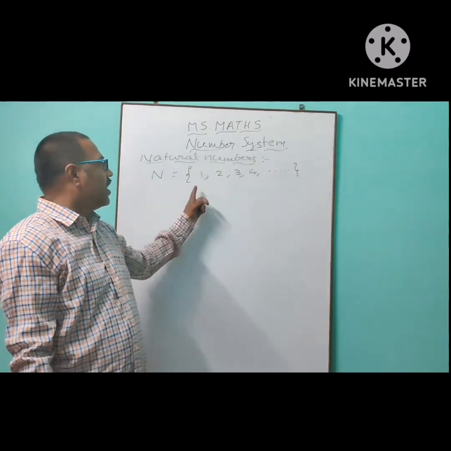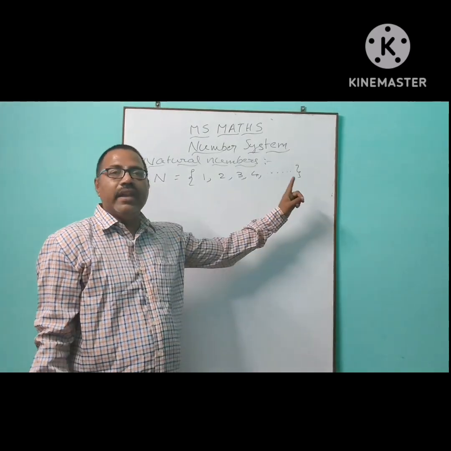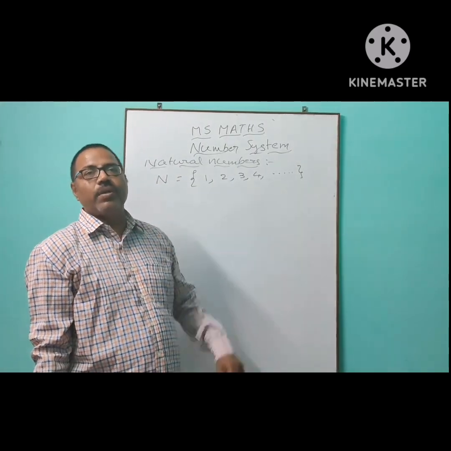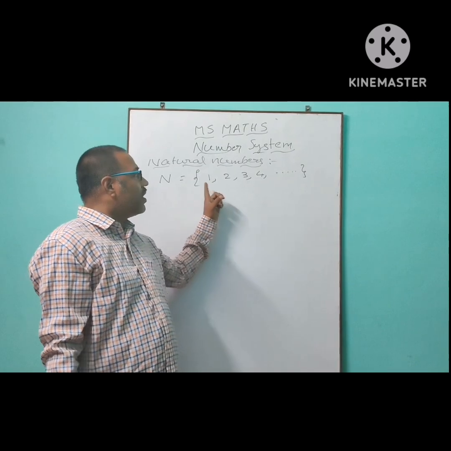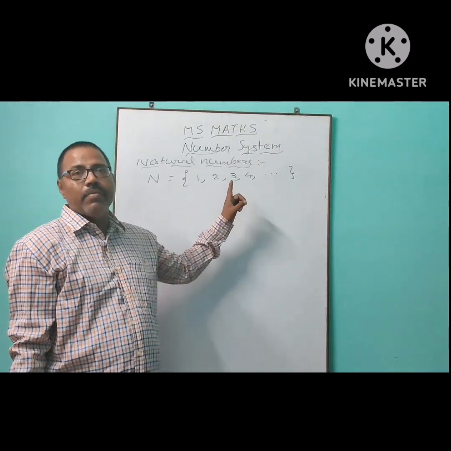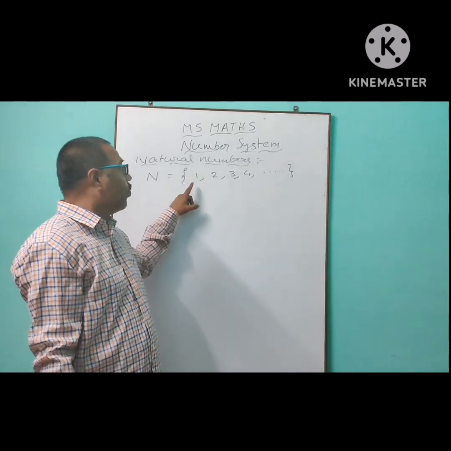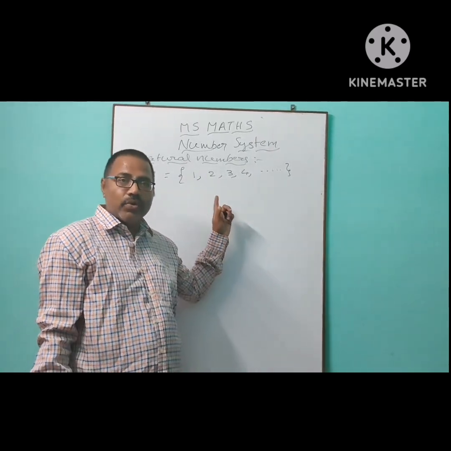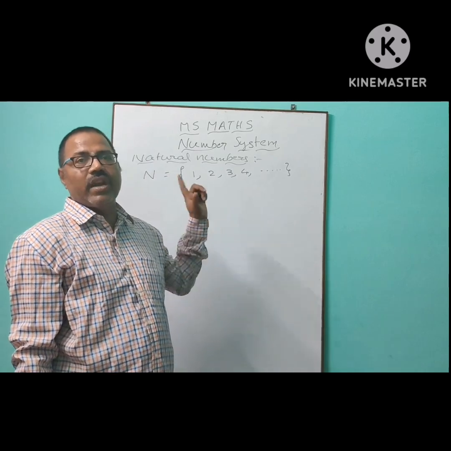Here the least natural number is 1 and there is no greatest natural number, and every natural number has a successor and every natural number has a predecessor except 1. So this one has no predecessor, children.